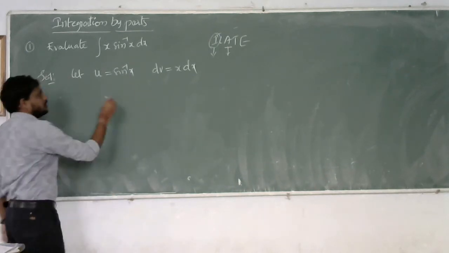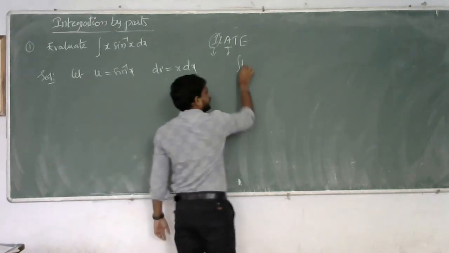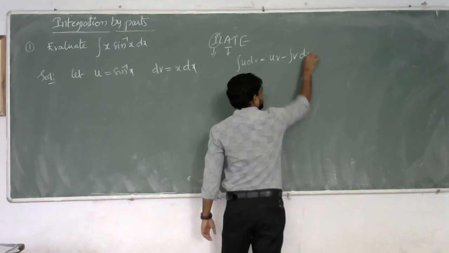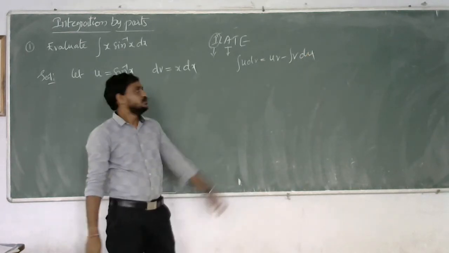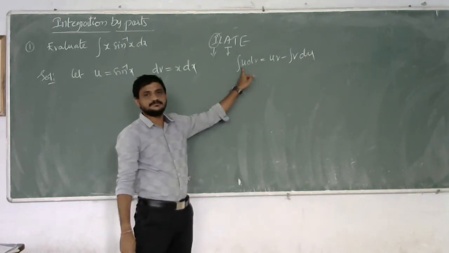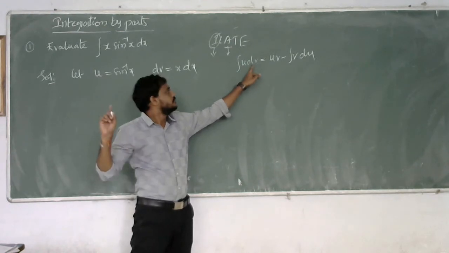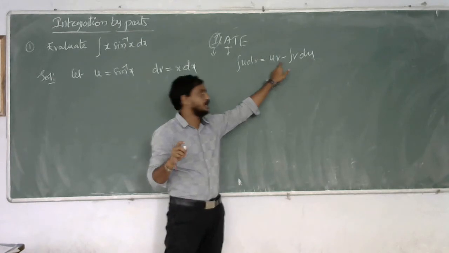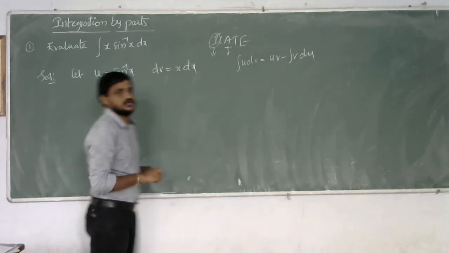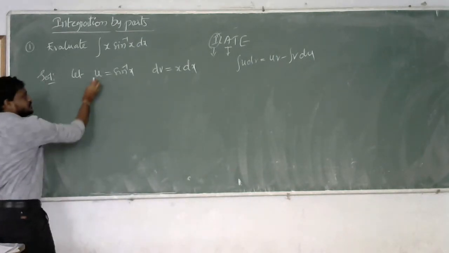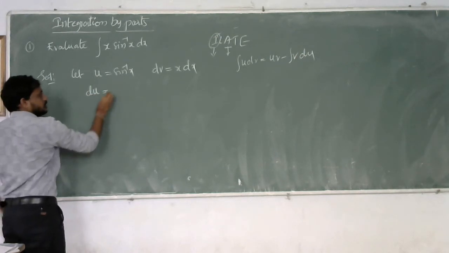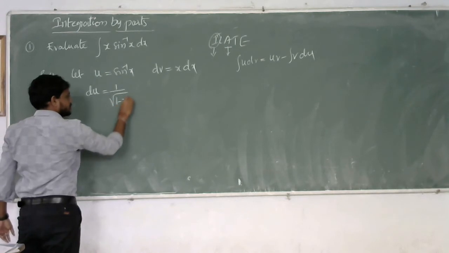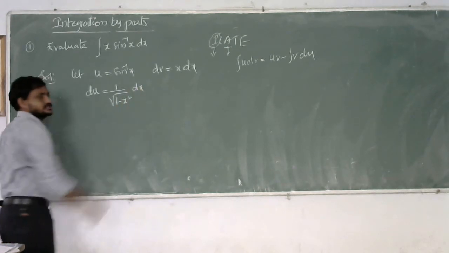Then what is the formula? Integral u dv equals uv minus integral v du. We already know u and dv, but we don't know the v value and du value. So let us find those two values here. First, differentiate u to get du. The differentiation of sin inverse of x is 1 by under root of 1 minus x square into dx.